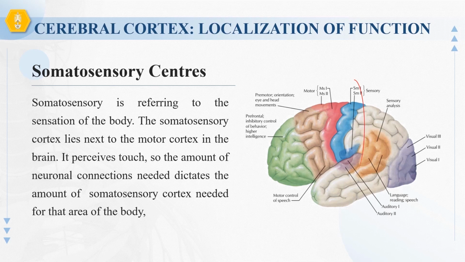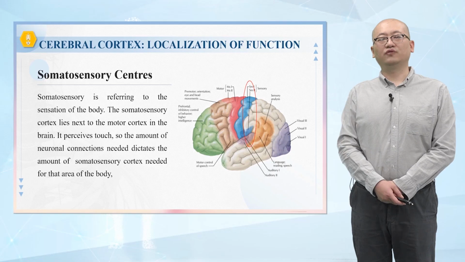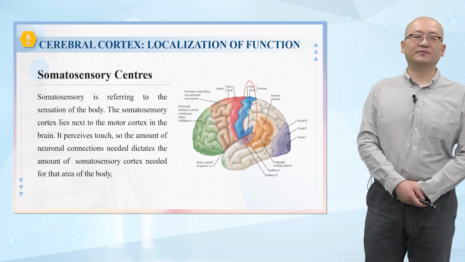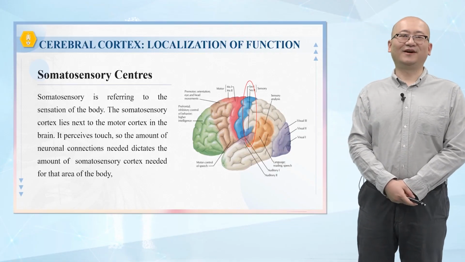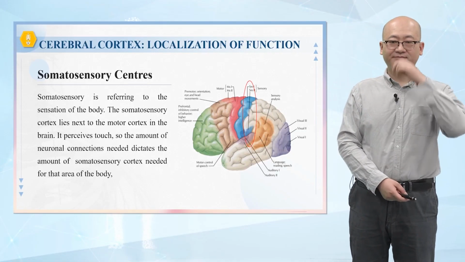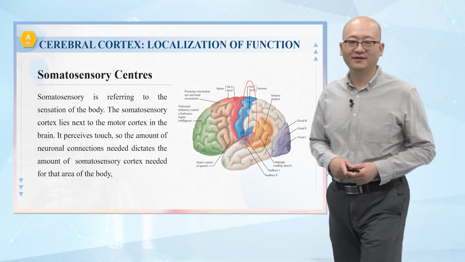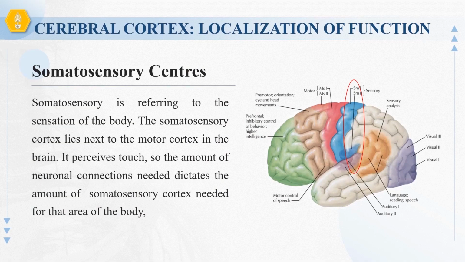Somatosensory center. Somatosensory refers to the sensation of the body. The somatosensory cortex lies next to the motor cortex in the brain. It processes touch, so the amount of neuron connections needed to detect touch determines the amount of somatosensory cortex needed for that area of the body.